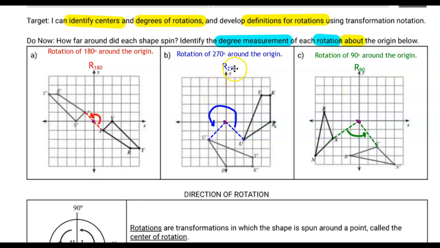Now, how do I differentiate this from reflections? Well, if you remember from the reflections lesson, we used a lowercase r for reflections. So uppercase R for rotations, lowercase r for reflections.